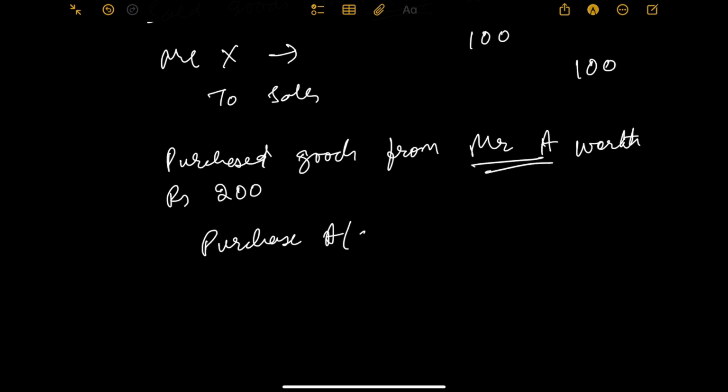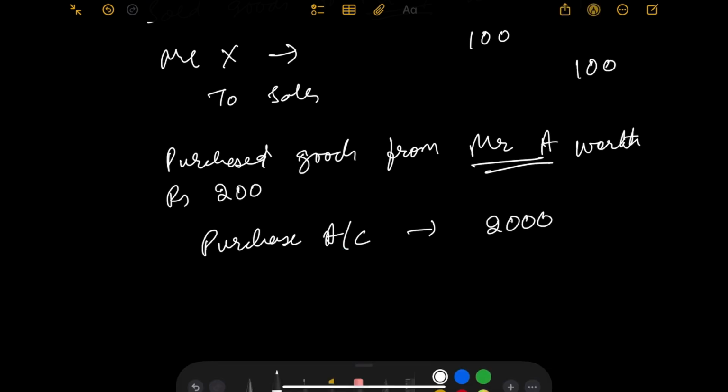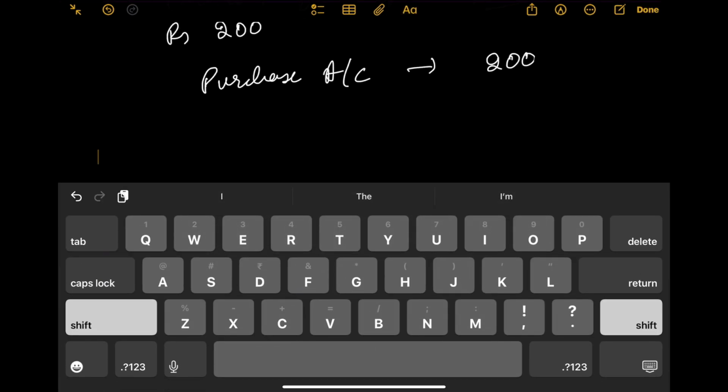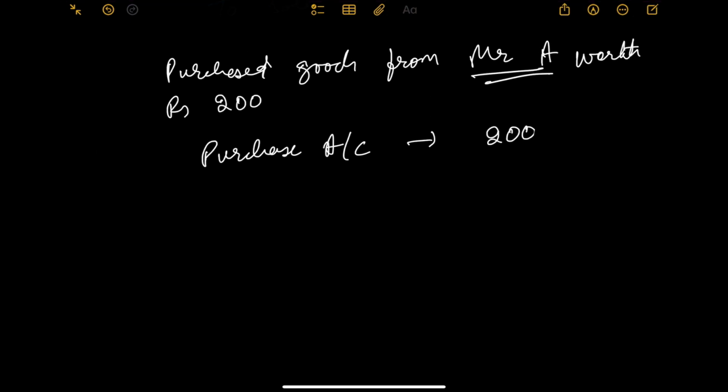even though purchase is a real account based transaction, which we'll be discussing later. Okay, and here there is one more account that is involved, that is of Mr. A. So we are crediting the giver of the goods, To Mr. A, rupees 200. This completes the purchase transaction. This is an example of the personal account under the golden rules of accounting.